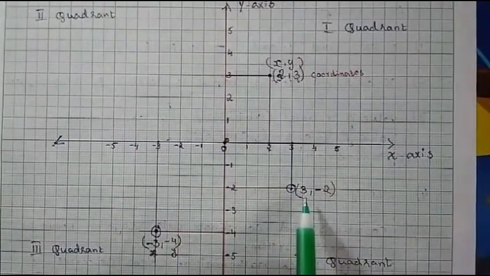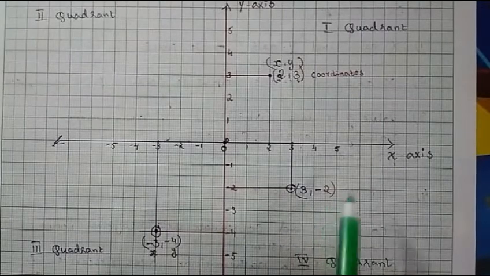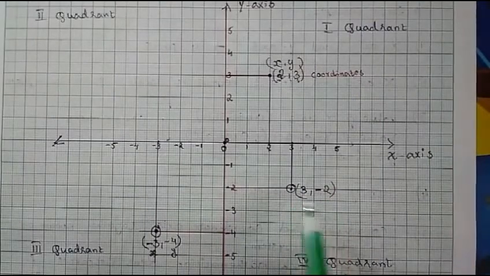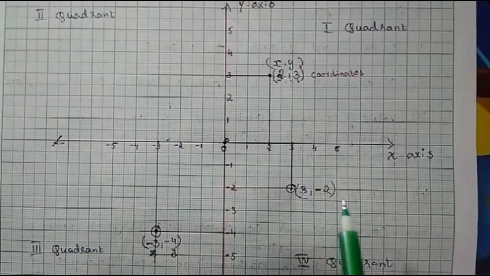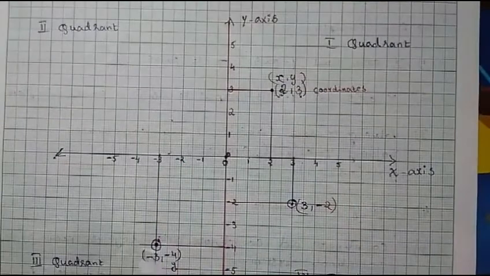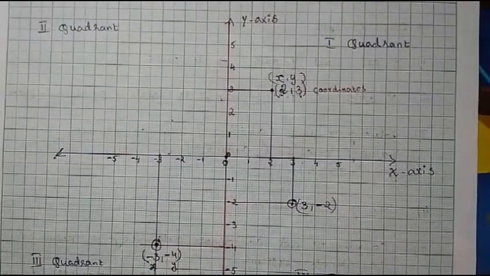So this point is located. This is the x coordinate and this is the y coordinate. Another name, I said, is abscissa for x and ordinate for y. And then we studied there are 4 quadrants: first quadrant, second quadrant, third quadrant and fourth quadrant.